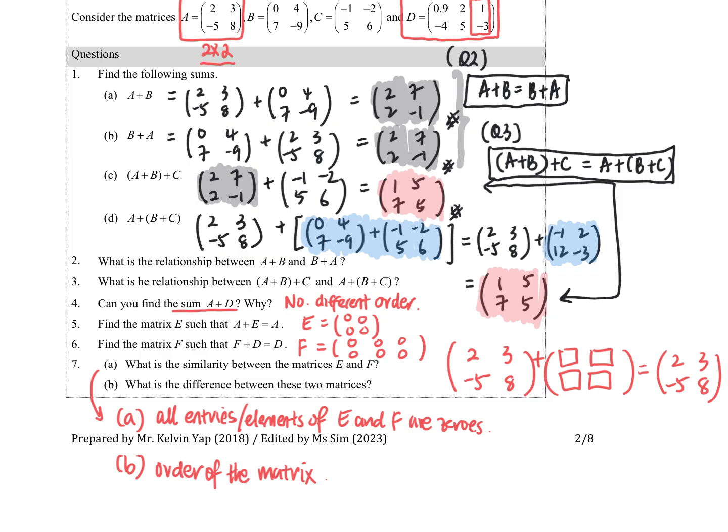So this whole rationale is telling you whether I'm doing addition or subtraction, which one you do first, you will still get the same outcome. What would be R? Zeros. It looks like a K. Okay.